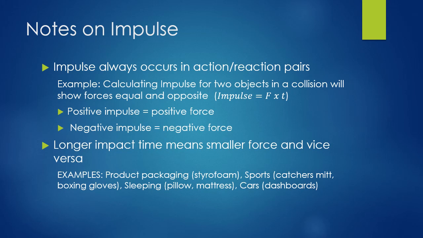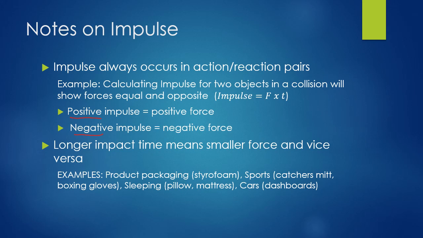An example would be if you calculate the impulse for two objects in a collision, and I'm going to show this in the video, I'm going to do the actual calculations, you will see that the forces are equal and opposite. There's going to be a collision between two vehicles. I'm going to calculate the impulse, the change in momentum of one of the vehicles, and I'm going to get a positive answer. Then I'm going to calculate the impulse on the other vehicle, the other car in the accident, and it's going to be the same magnitude, the same value, but with a negative sign.